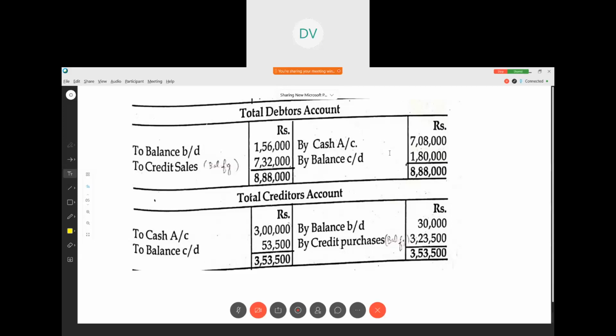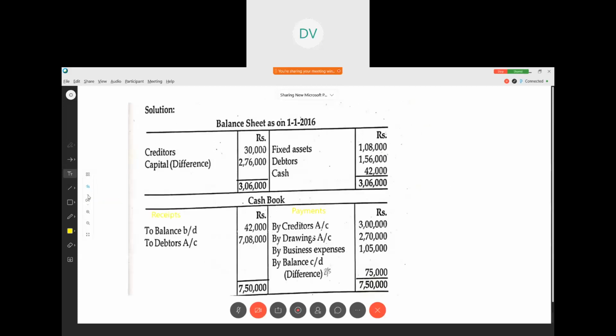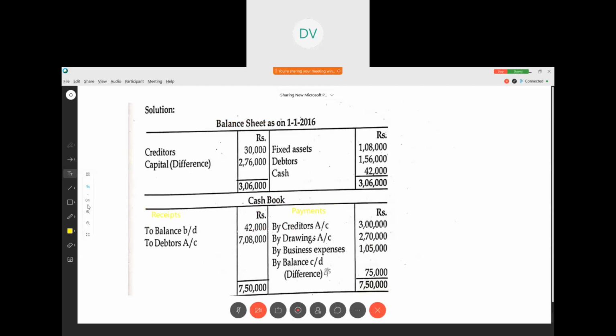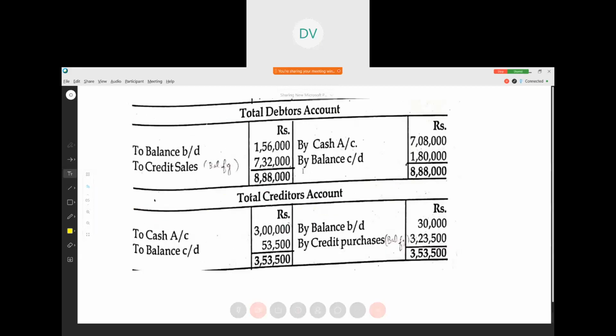Cash received from the debtors is 7,08,000. Balance carried up 1,80,000. So this is the closing balance. I told you, see. Debtors closing balance we have to write 1,80,000. So customers owe him; that means customers have to pay him 1,80,000. And here creditors closing balance is given, 53,500. So with closing balance 1,80,000, the balancing figure will be 7,32,000. So that is the credit sales.